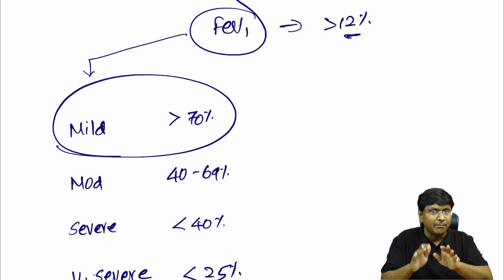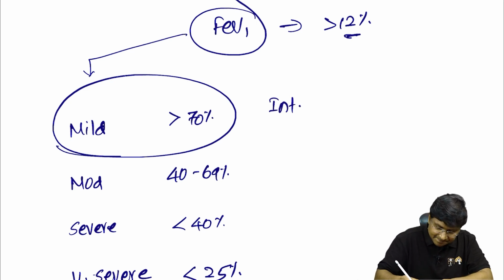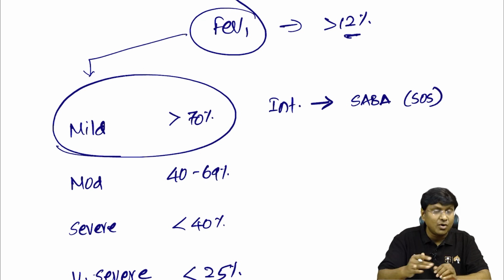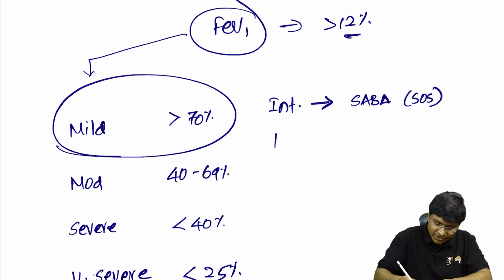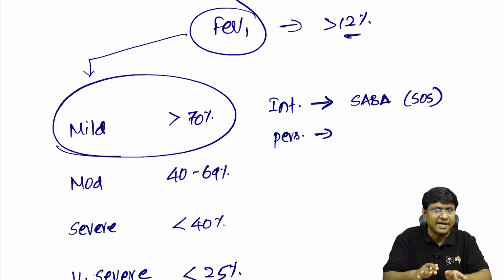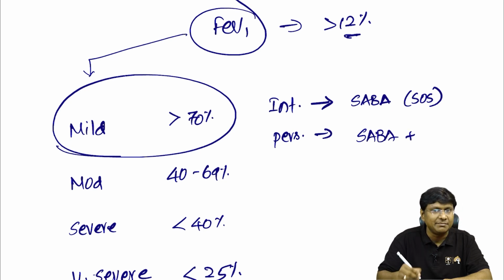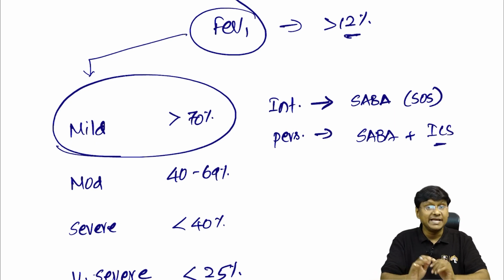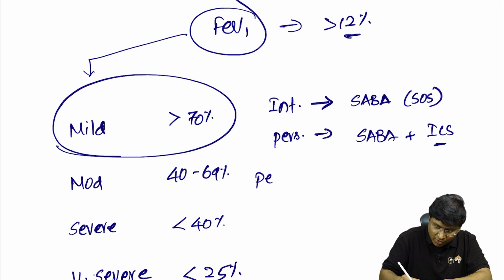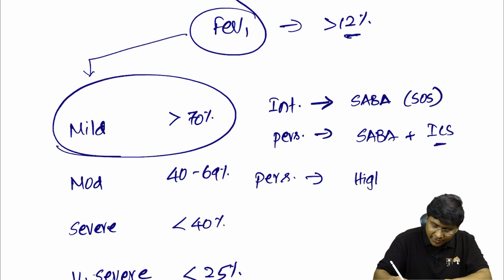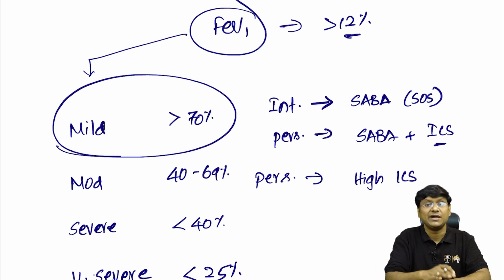In case of mild intermittent asthma, the short acting beta agonist should be given on an SOS basis whenever there is dyspnea. In case of mild persistent asthma, you give the short acting beta agonist, and along with it you give low dose inhaled corticosteroids. In case of moderate persistent asthma, we give high dose inhaled corticosteroids.